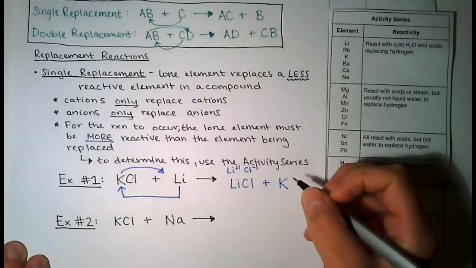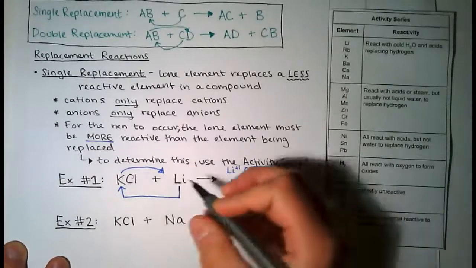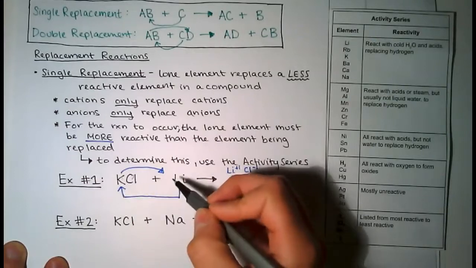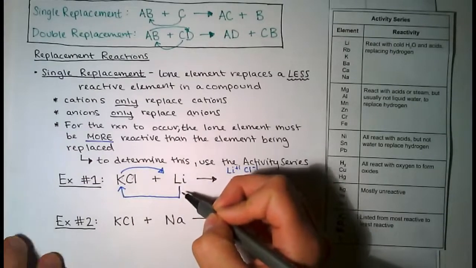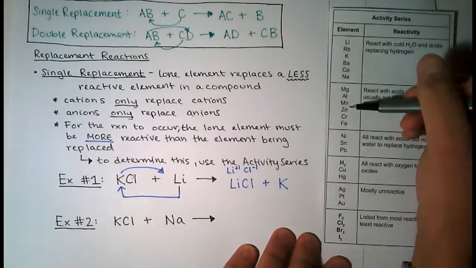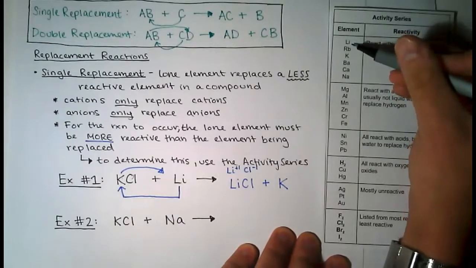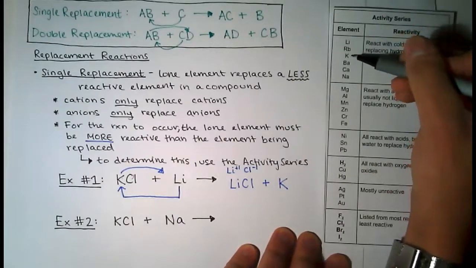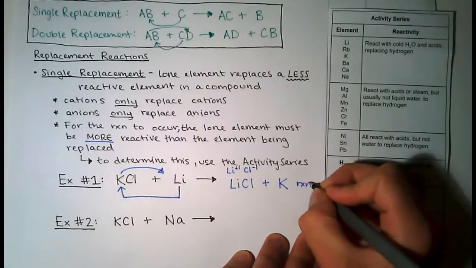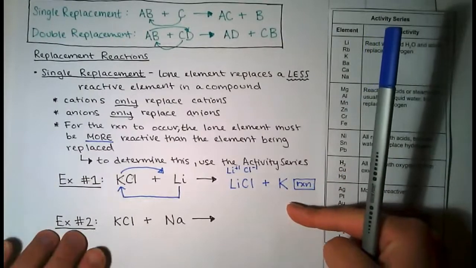So now I need to determine whether this reaction will occur or not. And for this reaction to occur, remember lithium has to be more reactive than potassium, meaning that lithium has to be higher than potassium in my activity series. So on my way up my activity series, there's potassium, and then lithium's all the way up at the top. So lithium is indeed more reactive than potassium, so this reaction will occur. So I'm going to put Rx in. This reaction will occur.